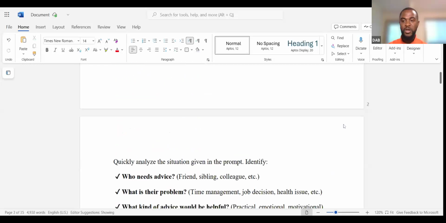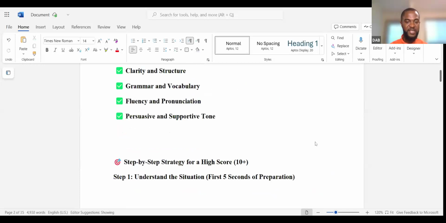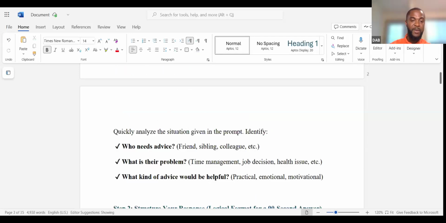Okay, let's move on. These are some of the steps that you are going to look at. The step by step for a high score. Number one, you should understand the situation first. What problem are we telling you to give advice on? You should understand it. So the first 5 seconds of your preparation time, you can use that to think about it. Then you quickly analyze the situation given in the prompt.